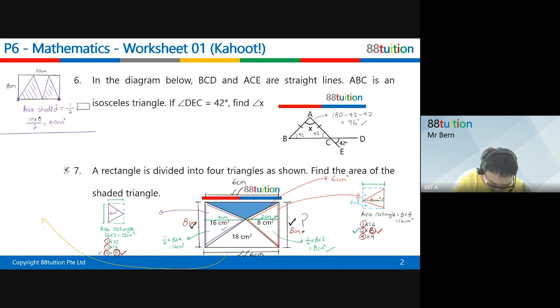Let's try. So bottom is another bottom triangle, like that. And this triangle is 18 cm squared. If I form it to become a rectangle again, because triangle is hard to do, I need to form it to become a rectangle to help myself. So the area of this rectangle will be equal to what? 18 plus 18, which is equal to 36 cm squared.